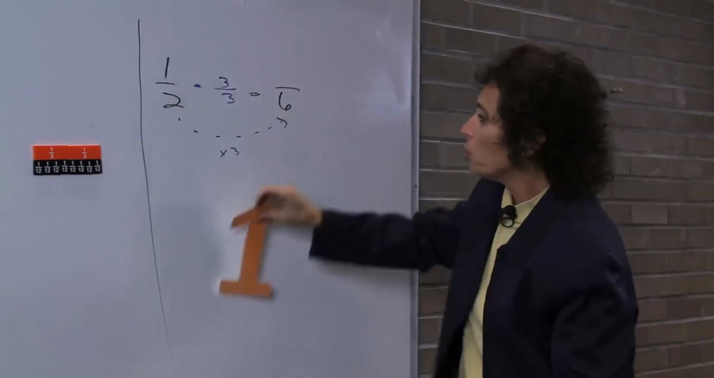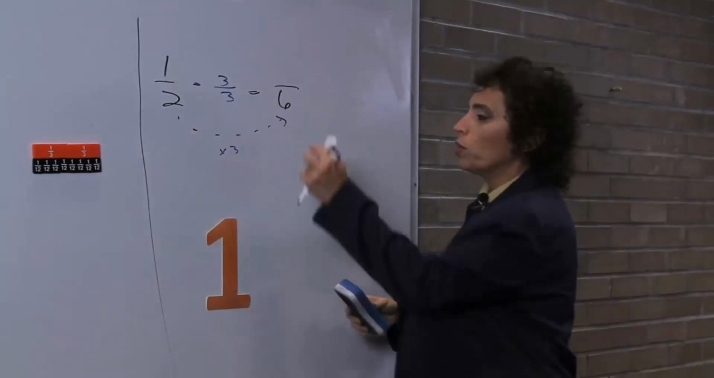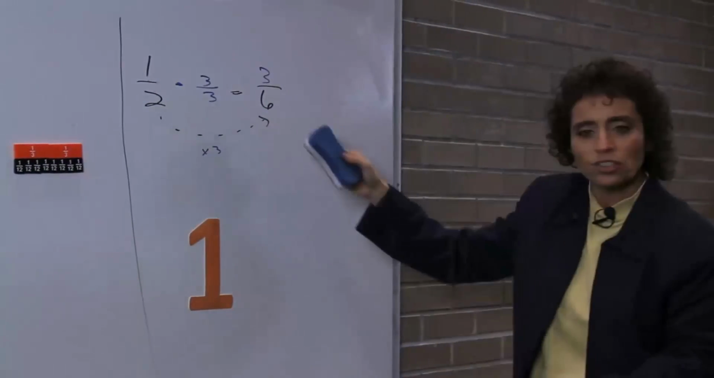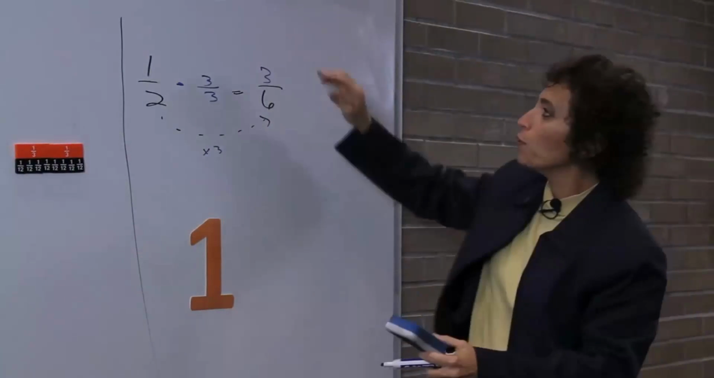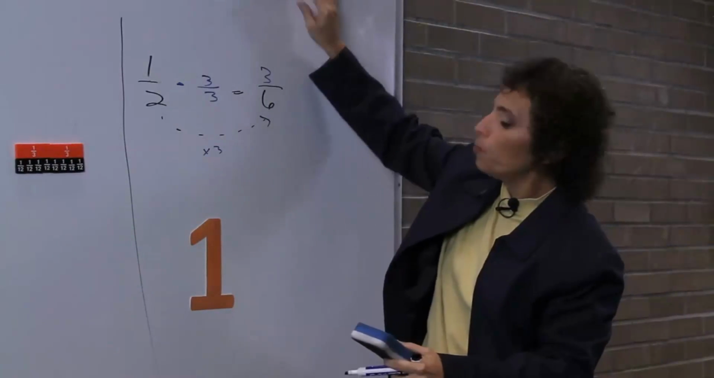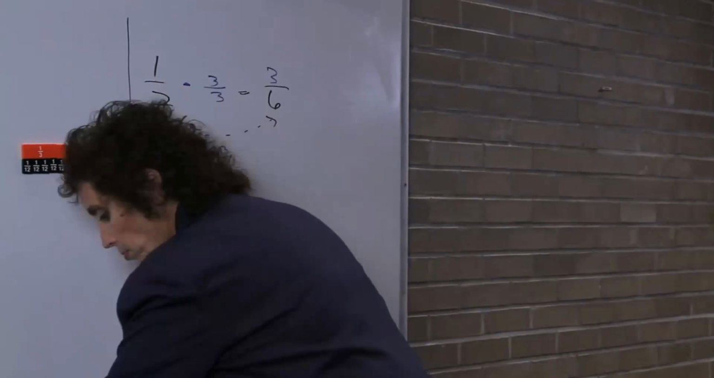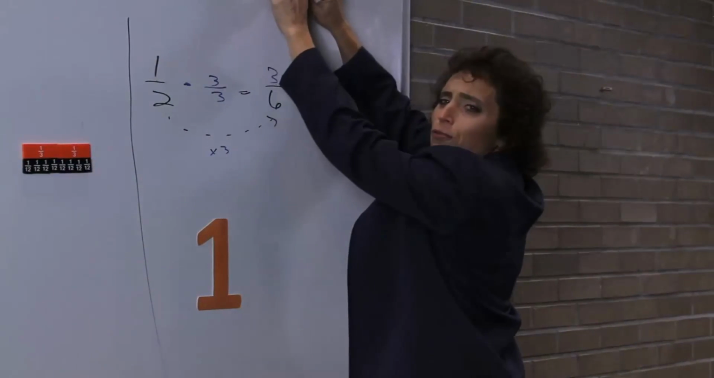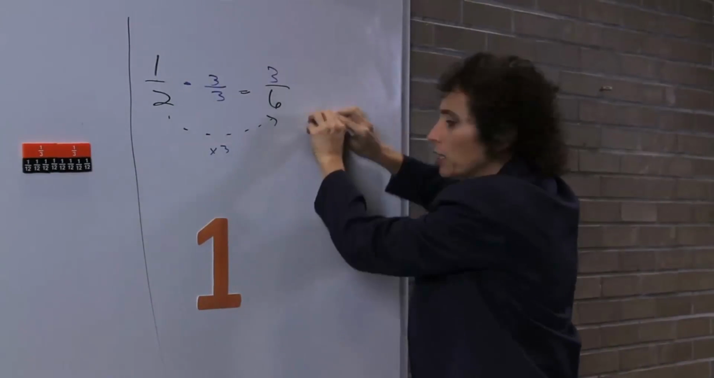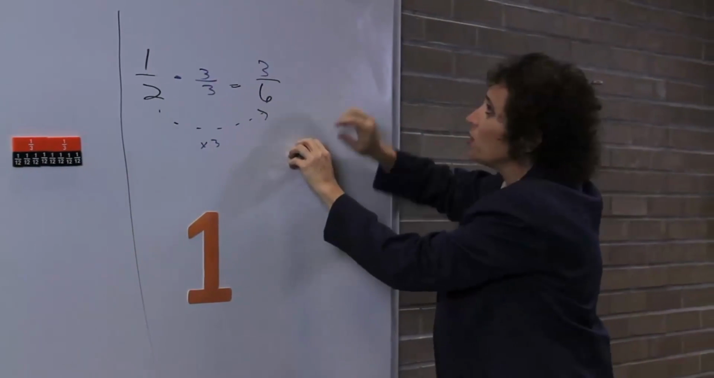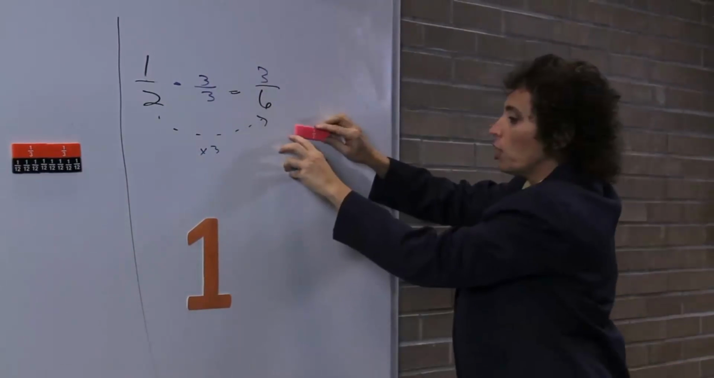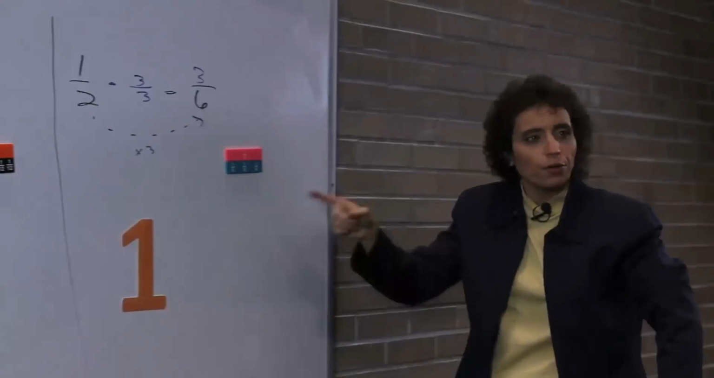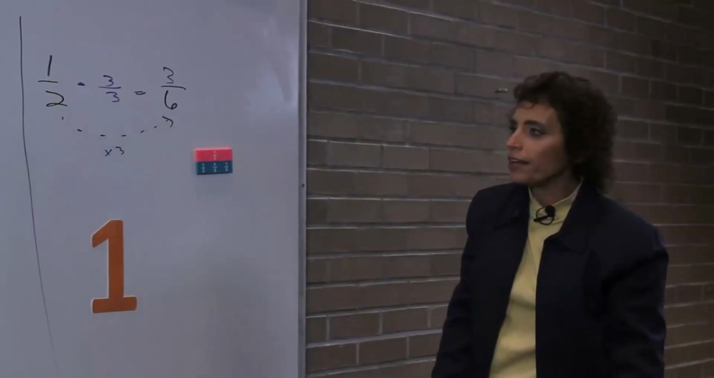So 2 times 3 is 6. 1 times 3 is 3. So that shows us that 1/2 is the same as 3/6. I can prove that to you, I hope. You don't fully see it until you see the bars. Okay, so we have 1/2 and 3/6. Beautiful. All right, let's try number 3.